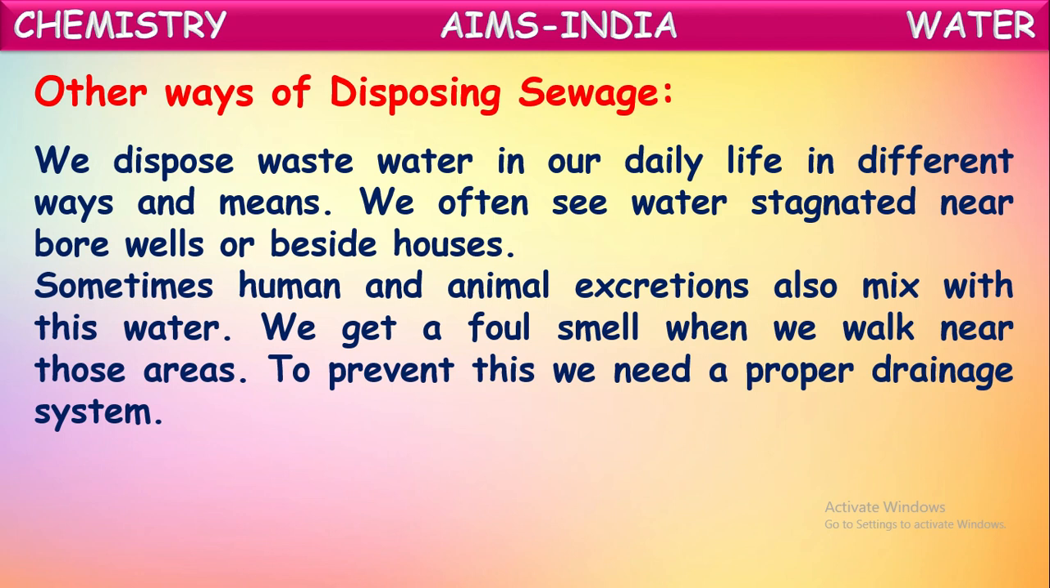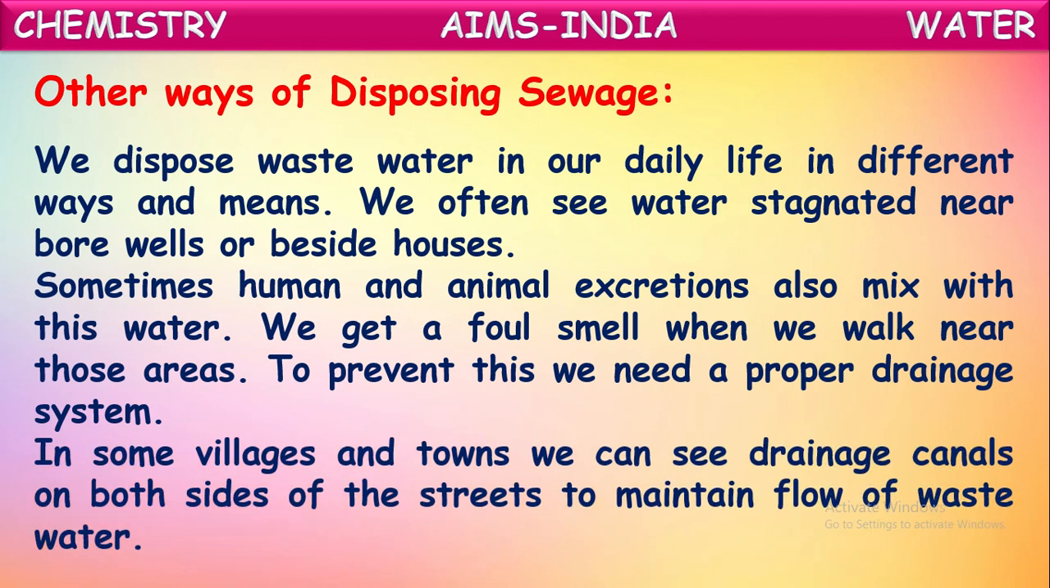To prevent this, we need a proper drainage system. To avoid the stagnation of wastewater, there should be a drainage system. Then this water will be flown away and the places will be clean and dry. If there is no drainage system, there is no way to flow this water. All the water will be stagnated, and insects and germs will grow in it and cause disease to us. If there is a proper drainage system, that water immediately will be flown away, and the place will be clean and dry.